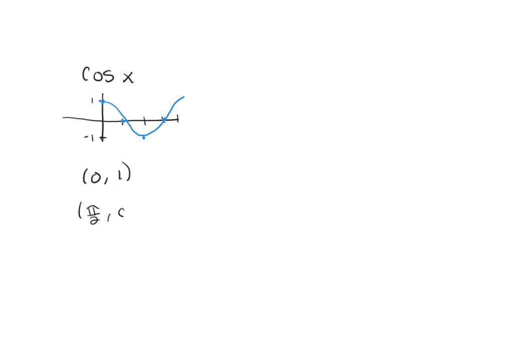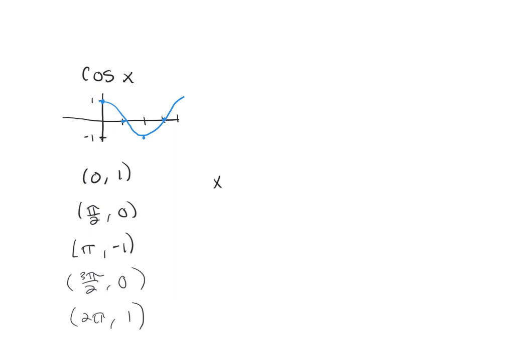So quickly going to do the same thing with cosine. If we just sketch out the regular cosine function, which we've done a bunch, it does something like this. And those points: (0, 1), (pi over 2, 0), (pi, negative 1), (3 pi over 2, 0), (2 pi, back to 1).